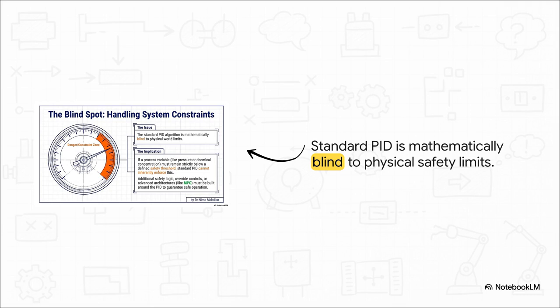The critical issue is that the standard PID algorithm is mathematically blind to physical world limits. The implication of this is critical for safety. If a process variable, like pressure or a chemical concentration, must remain strictly below a defined safety threshold, standard PID cannot inherently enforce this. Therefore, additional safety logic, override controls, or advanced architectures like MPC must be built around the PID just to guarantee safe operation.